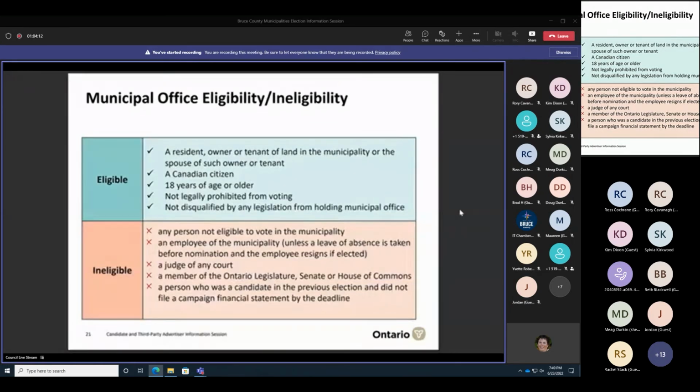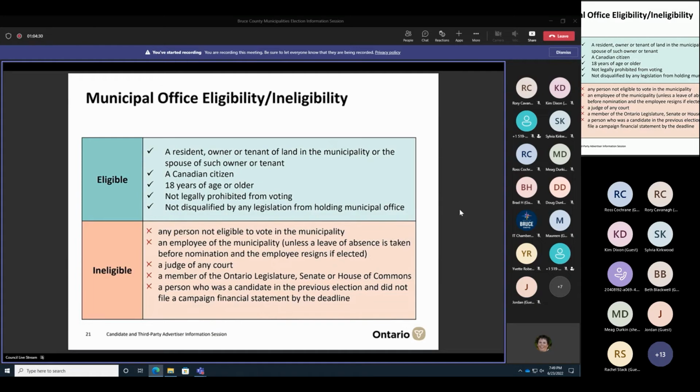You can only be nominated if, as of the day you are nominated, you are qualified to hold that office under the Act and are not ineligible under the Municipal Elections Act or any other act or otherwise prohibited by law to be nominated or to hold the office.